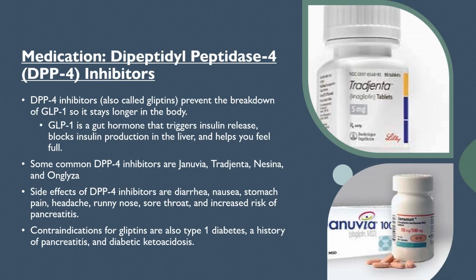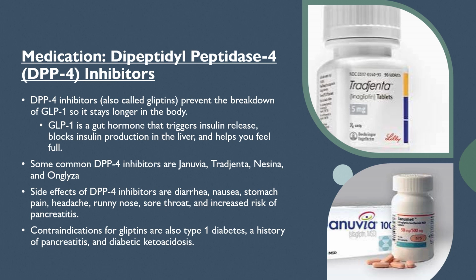DPP-4 inhibitors, also called gliptins, prevent the breakdown of GLP-1 so it stays longer in the body. And GLP-1 is a gut hormone that triggers insulin release, blocks insulin production in the liver, and helps you feel full. Some common DPP-4 inhibitors are Januvia, Tradjenta, Nesina, and Onglyza.